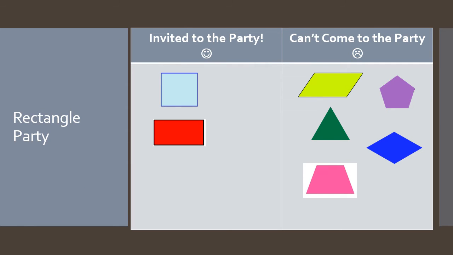A rectangle and a square are the only ones that get to come. It's a small party. So a square is a special type of rectangle because it has four right angles and because it has opposite sides that are equal. The top and bottom are equal and the two sides are equal, just like a rectangle. Everyone else, nope, not invited. You get stopped at the door. You're not invited to the party. Sad.